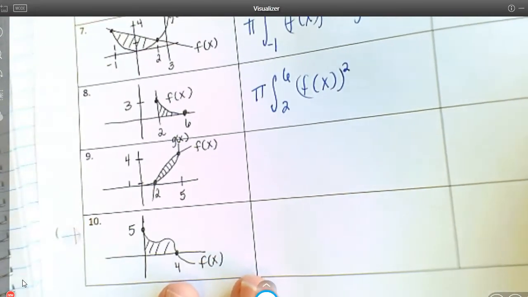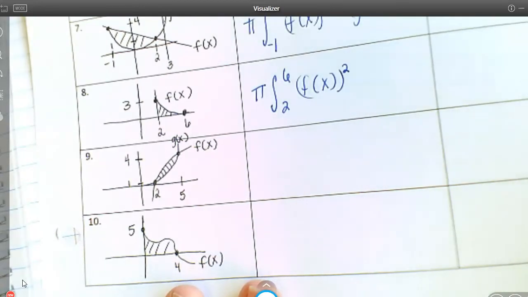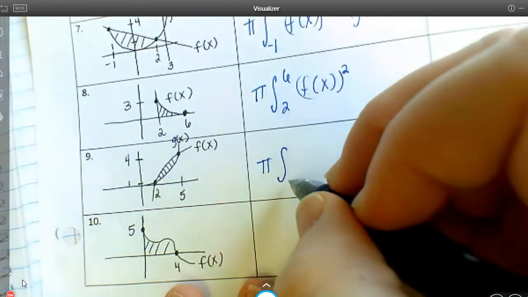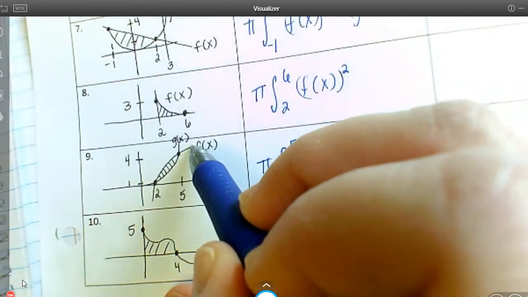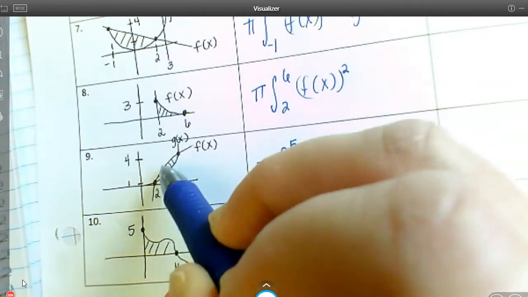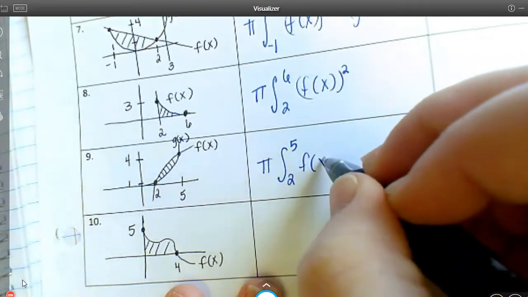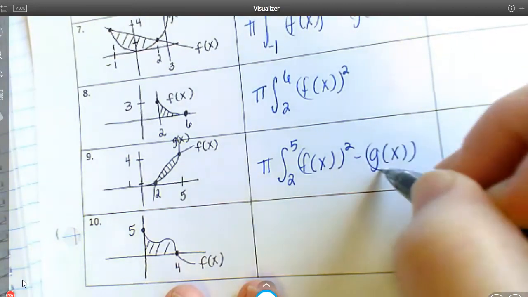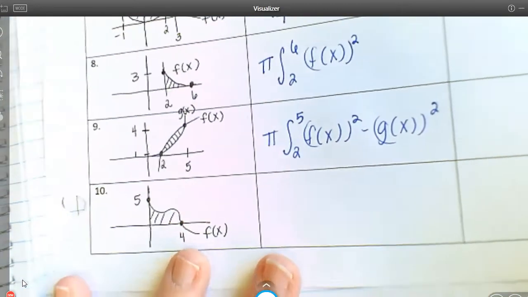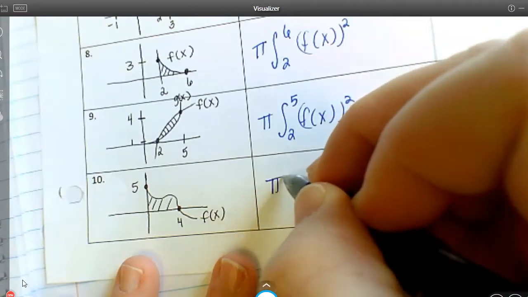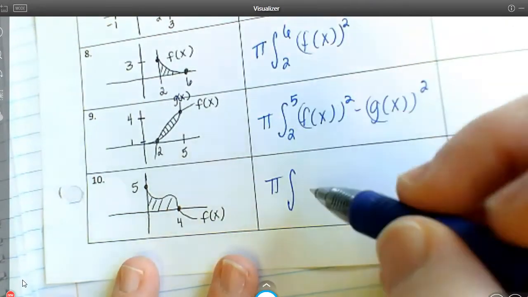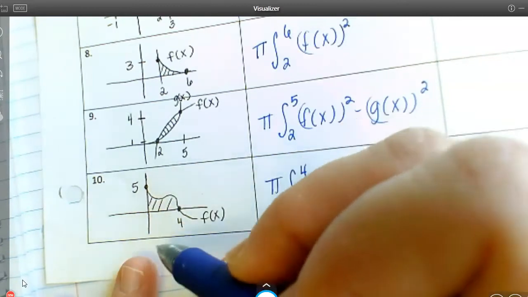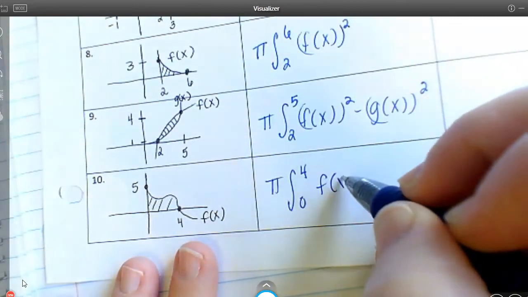Alright. Number 9 is similar to number 5. It's just not connected to the x-axis. I still am going to go from 2 to 5. F of x is the one that's farthest away, so f of x comes first again, and then g of x. And then number 10 is from 0 to 4. And although it's curvy, there's still no hole, so it's just f of x.